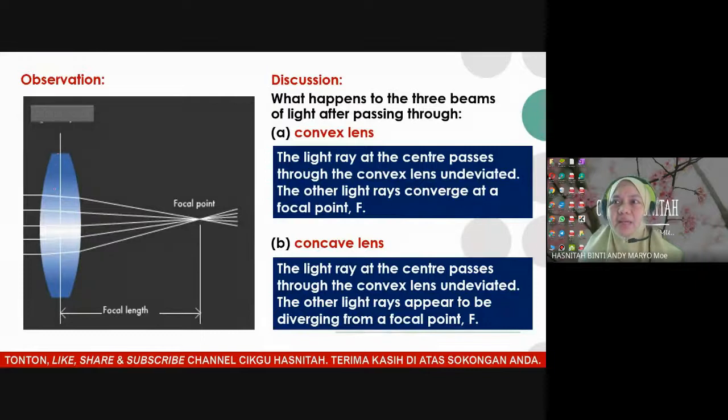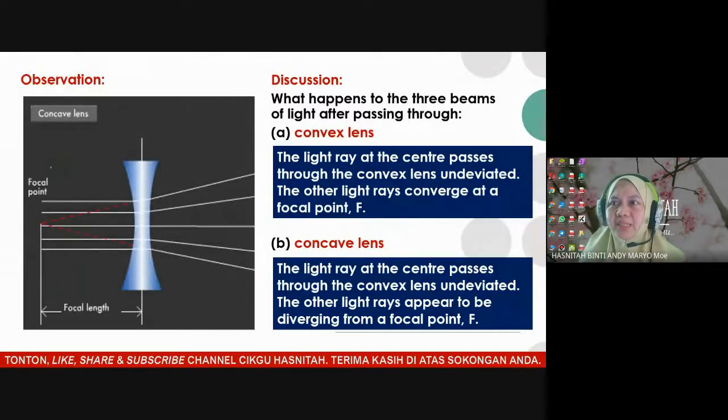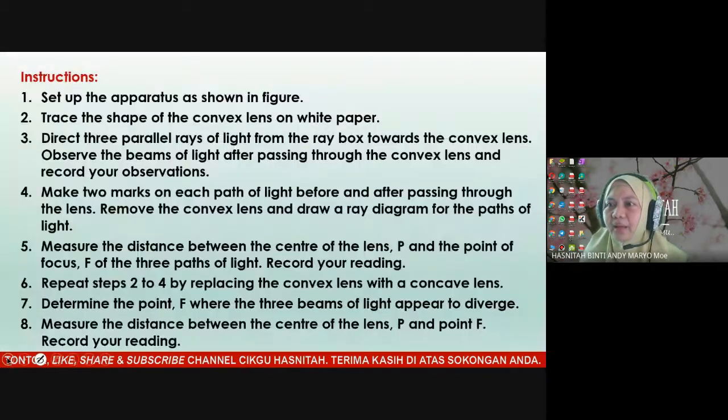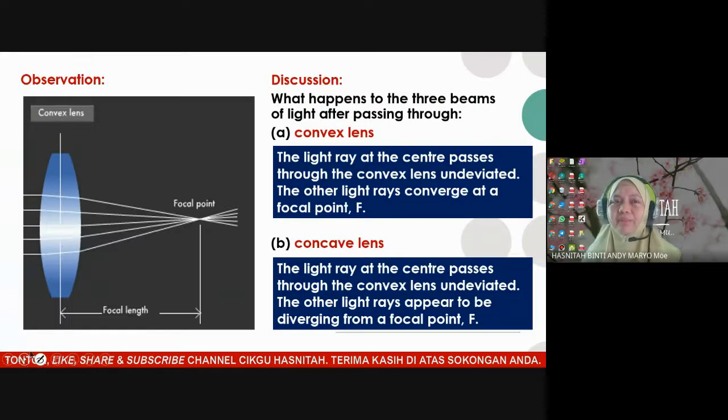Okay, this is the convex lens we place now. And then later we replace it. If you read procedure number 6, we repeat steps 2 until 4 by replacing the convex lens with the concave lens. So this is what we find out from this activity.